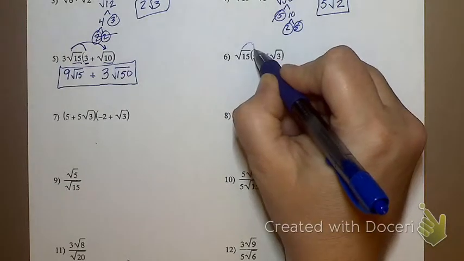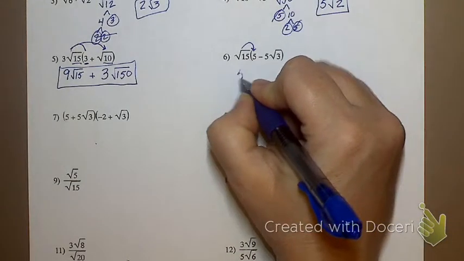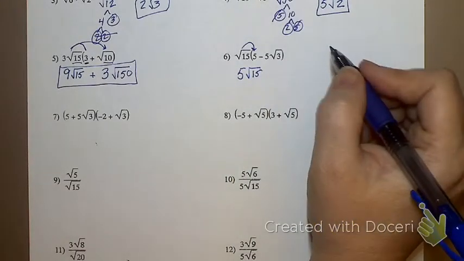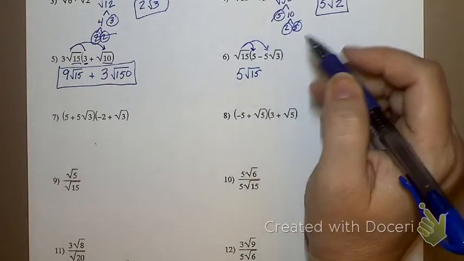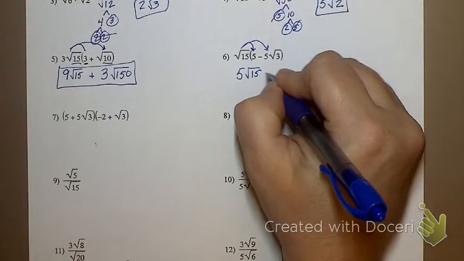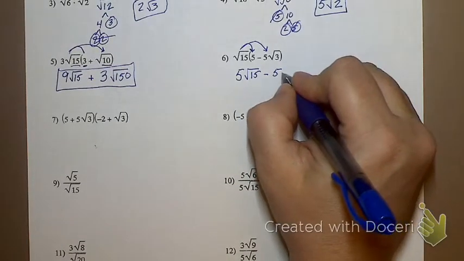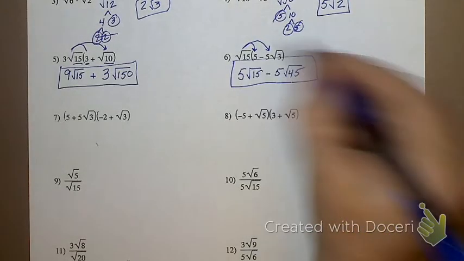So what would I get here? What's rad 15 times 5? 5 rad 15, right? I can't multiply the numbers because one's outside, one's inside. Rad 15 times negative 5 rad 3 would be negative 5 rad what? 45. And again, just stop right there.